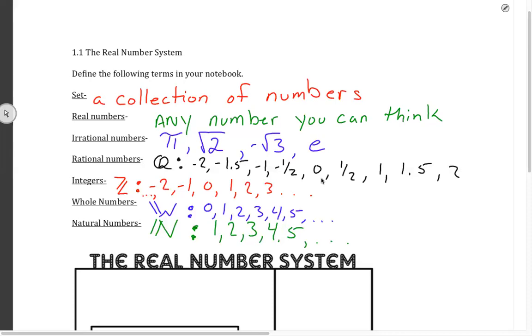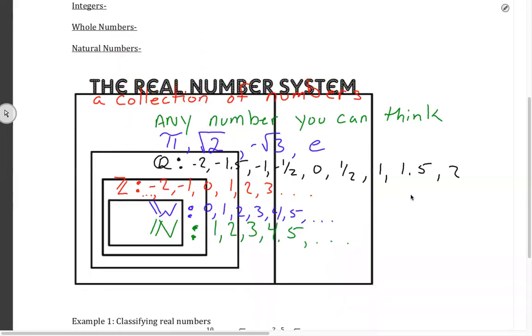Now, I was talking about, at the start of this, all right, and I'll give you a second to make sure you guys copy this down. But at the start of this lesson, I was talking about the size of these individual sets of numbers. And that's the picture underneath it. So let me scroll up.